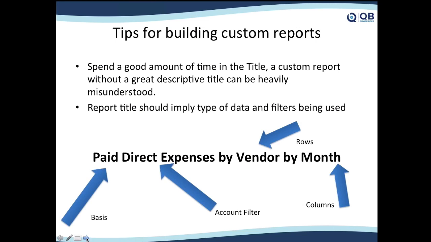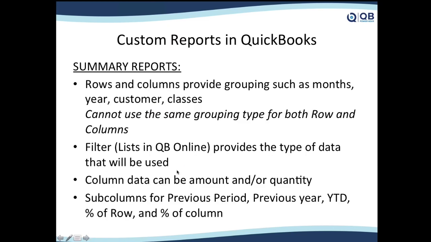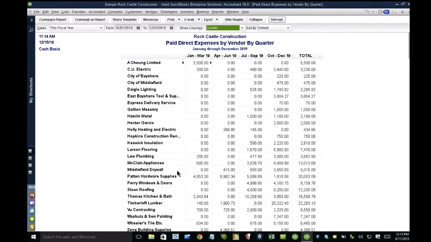Okay, let's go to my next tip in custom report, where we can talk about these theories that we have in place. So rows and columns will provide grouping like month, customer, class, vendor. We just did that. Now the key thing is I cannot have the same grouping type for both rows and columns. So that's a really important piece to know.